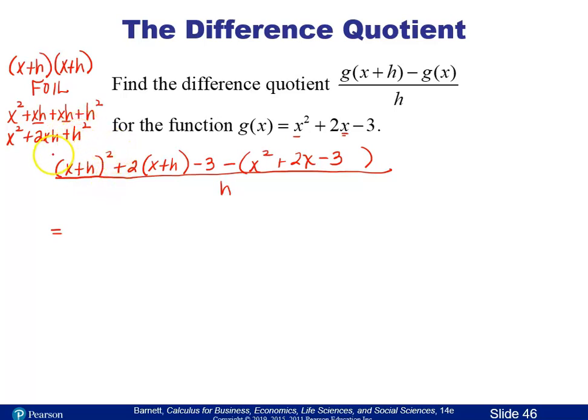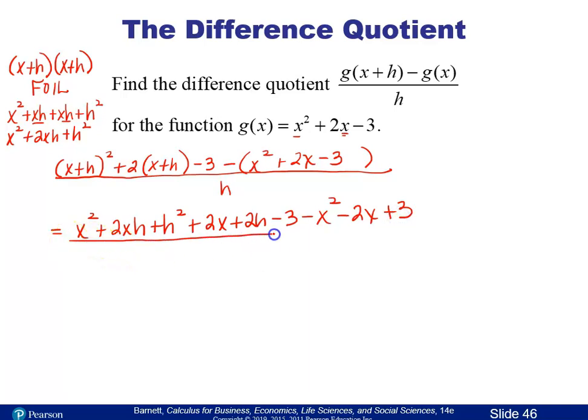So I'm going to replace this with what we came up with here. So x squared plus 2xh plus h squared plus 2x plus 2h, and that's just distributing here, minus 3. And then I'm going to distribute a negative, so minus x squared minus 2x plus 3 all over the h.